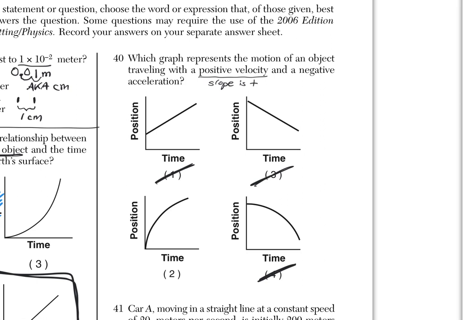Oh, wait a minute. Number 1 does have a positive slope. What am I talking about? All right, so it's either choice 1 or it's choice 2. Choices 3 and 4 have negative slopes. But then it says, and a negative acceleration.